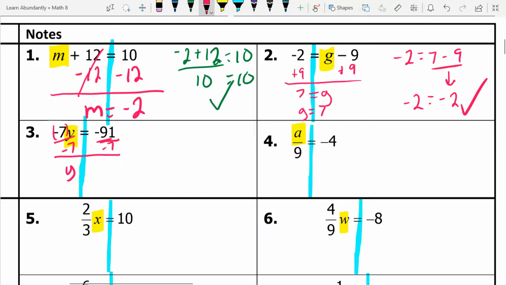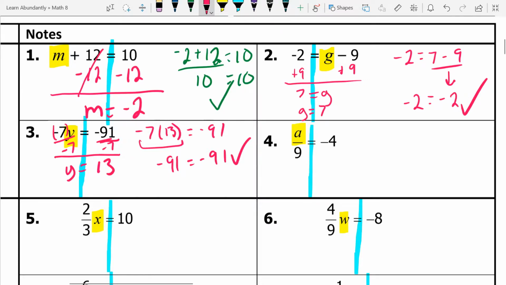So what's negative 91 divided by negative 7? I'm going to type it in my calculator here. I got 13. You should probably check my math to make sure. Negative 7 times 13 equals negative 91. We're just checking it. Did that work? If I multiply these two together, I get negative 91. So negative 91 equals negative 91. That works.